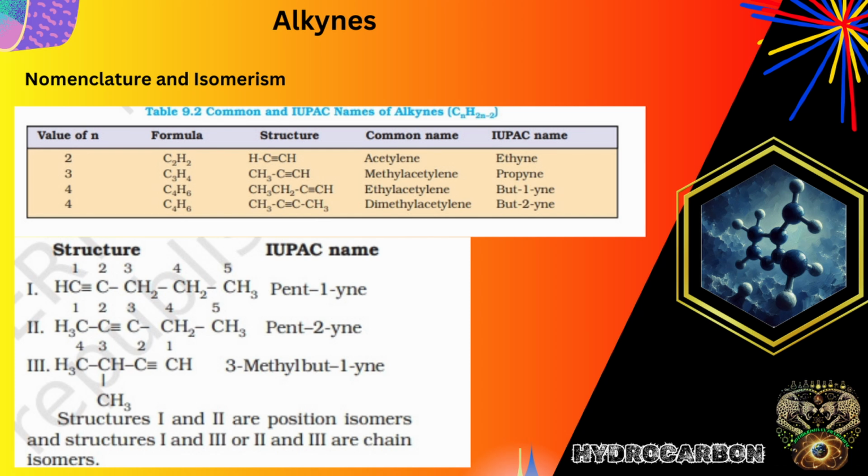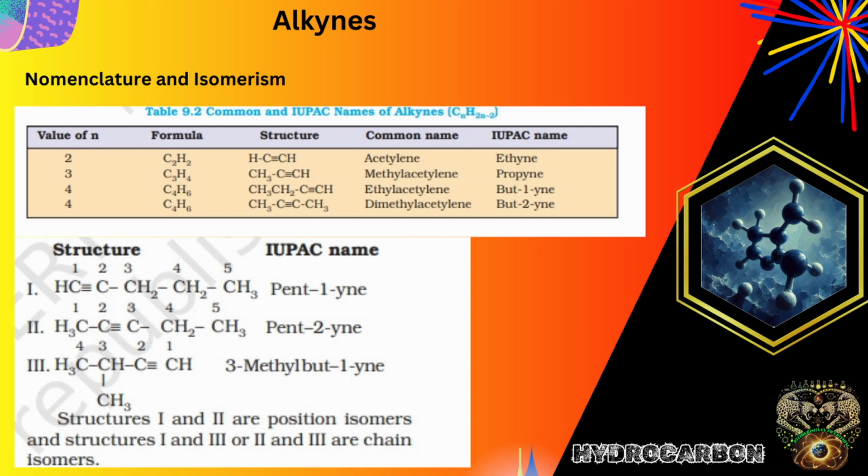Just like alkenes, alkynes are unsaturated hydrocarbons. But what makes them different is the triple bond. This means they have even fewer hydrogen atoms than alkenes or alkanes. The general formula for alkynes is CnH2n-2. In the IUPAC system, we name alkynes by replacing "ane" with "yne".